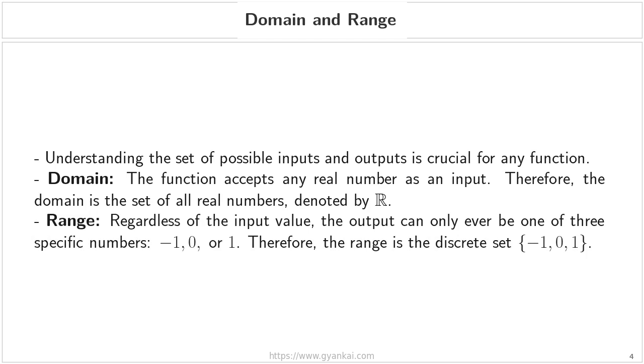Next, let's look at the range. While the domain is wide open, the range is much more restricted. The range refers to the set of all possible outputs we get after applying the function. As we discussed in the previous slides, regardless of how large or small your input value is, the output can only ever be one of three specific numbers: -1, 0, or 1. Because the output doesn't flow through all numbers but jumps specifically between these three, we say the range is the discrete set containing -1, 0, and 1. To help you visualize this, in our next slide, we will see how this limited range works in a real-world scenario involving an elevator sensor.